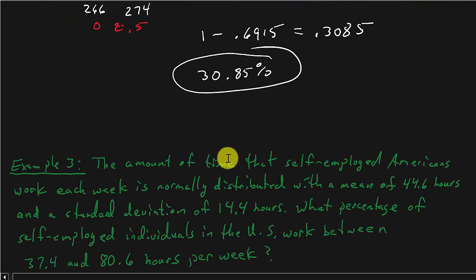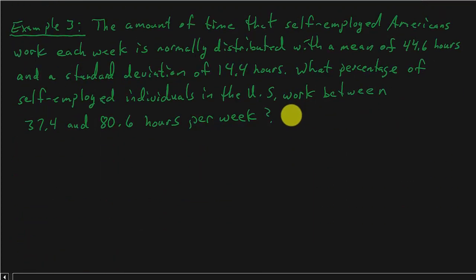All right, so this one is the last problem. The amount of time that self-employed Americans work each week is normally distributed with a mean of 44.6 hours and a standard deviation of 14.4 hours. What percentage of self-employed individuals in the U.S. work between 37.4 and 80.6 hours per week?